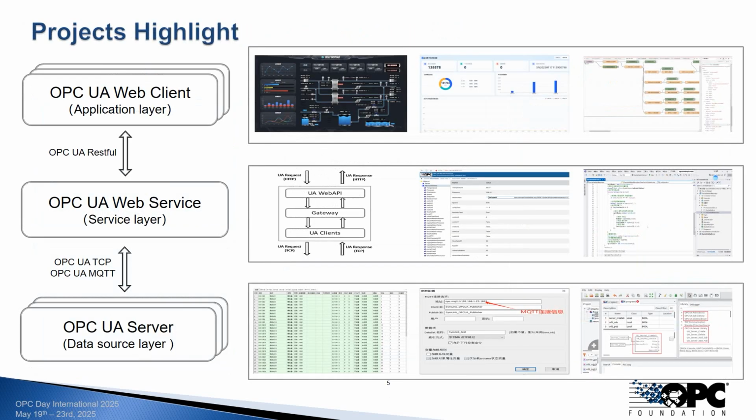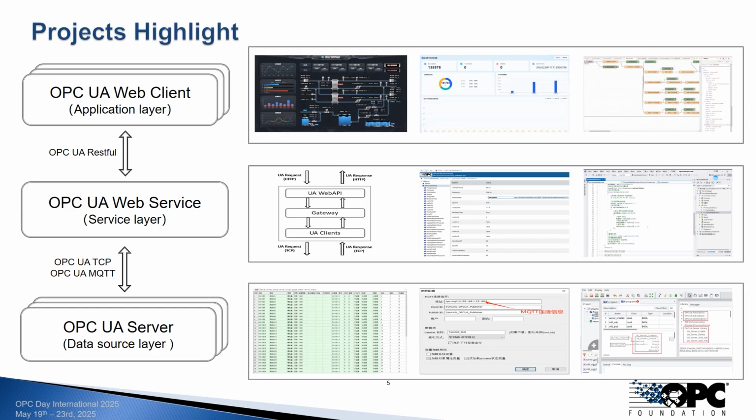This page is the overview of those projects. On the left hand, you can see there are 3 layers related to OPC UA Web API. They are the data source layer, web service layer, and application layer. The data source layer consists of applications that provide OPC UA data to the UA web service. Examples include protocol gateways and PLCs, which deliver OPC UA data.